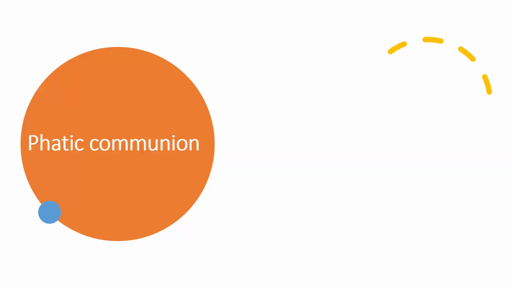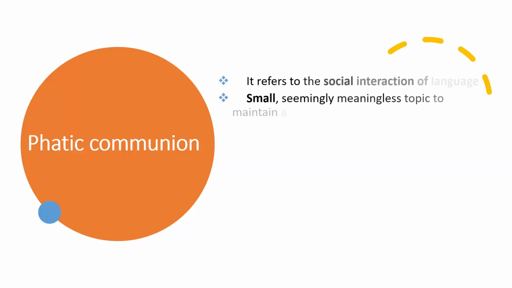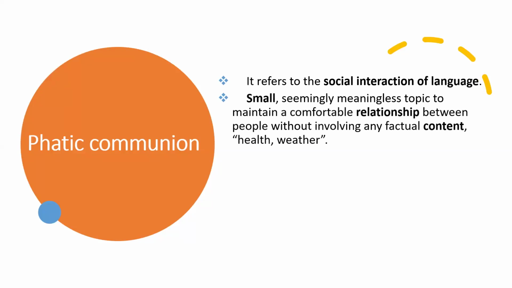So small talk, we have phatic communion. So it refers to social interaction of language. It's small, just as the word itself indicates, seemingly meaningless topics to maintain a comfortable relation between people without involving any factual content: health, weather. These are two examples. And I think that somebody told me, I'm not so sure about it, when you are in a train, you need to break this kind of silence. So you need to break the ice. And the idea of this phrase comes from William Shakespeare, but I'm not so sure about it. So here you need to start small topics. You are in a train, in a plane, in a bus, whatsoever.